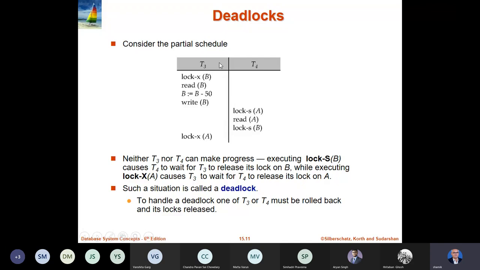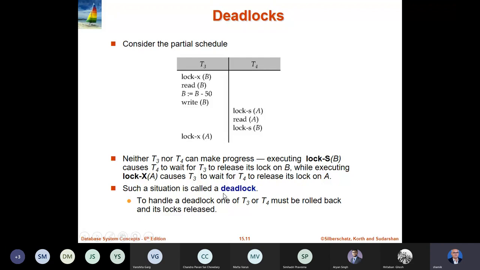So two-phase locking does not guarantee freedom from deadlock, because this is not violating two-phase locking. It is also in its growing phase. So it is not necessary that 2PL will result in deadlock-free schedules. It can result in deadlock.